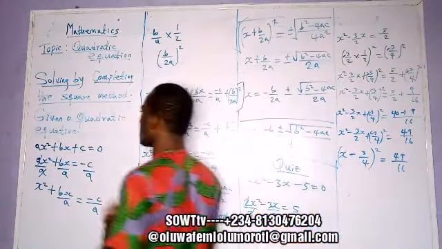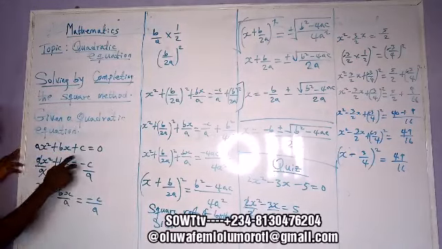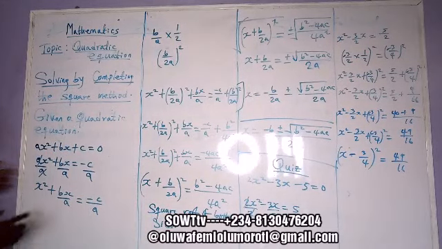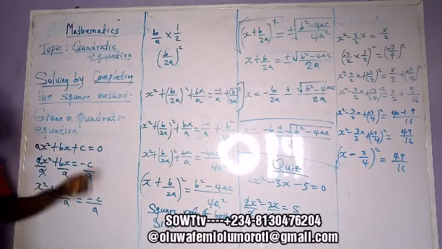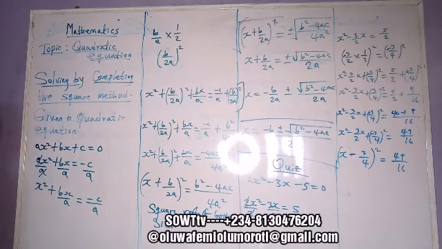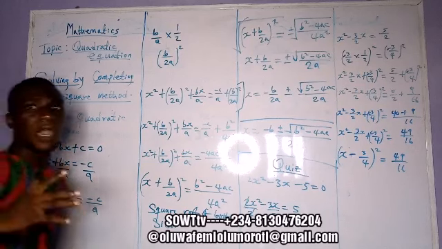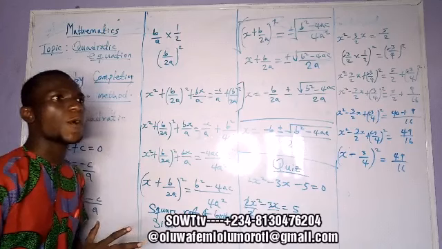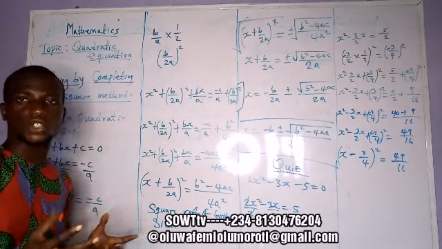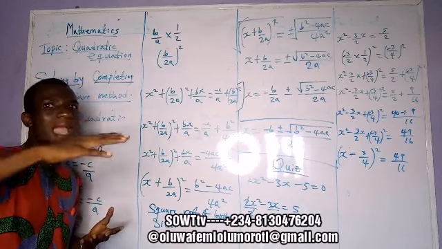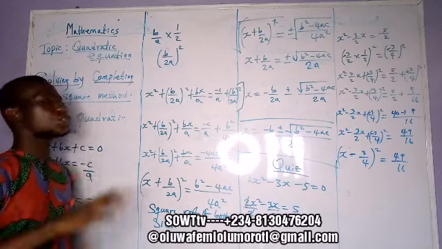We will start from here. We have on the board the general equation for quadratic equation: ax squared plus bx plus c equal to 0. So this completing the square method is a method that demands us to know the step-by-step logic to solve it.